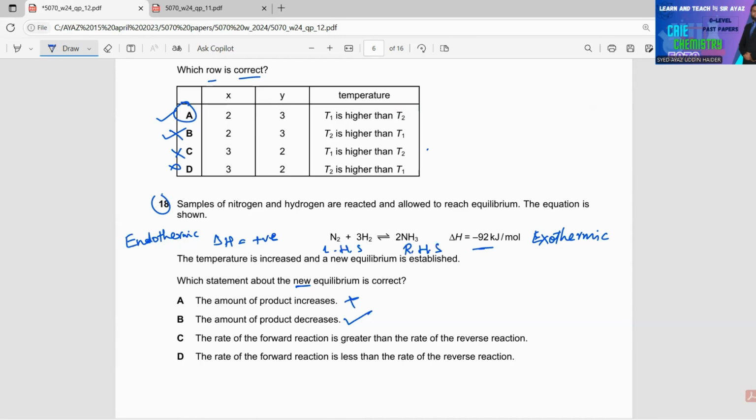The rate of the forward reaction is greater than the rate of the reverse reaction. This is incorrect. The rate of forward reaction is less than the rate of reverse reaction. This is also incorrect. Because if you increase the temperature, this will increase the rate in both directions, not only in one direction. So the equilibrium will shift to the reactant side, that is left-hand side. So B must be the right answer in this case.